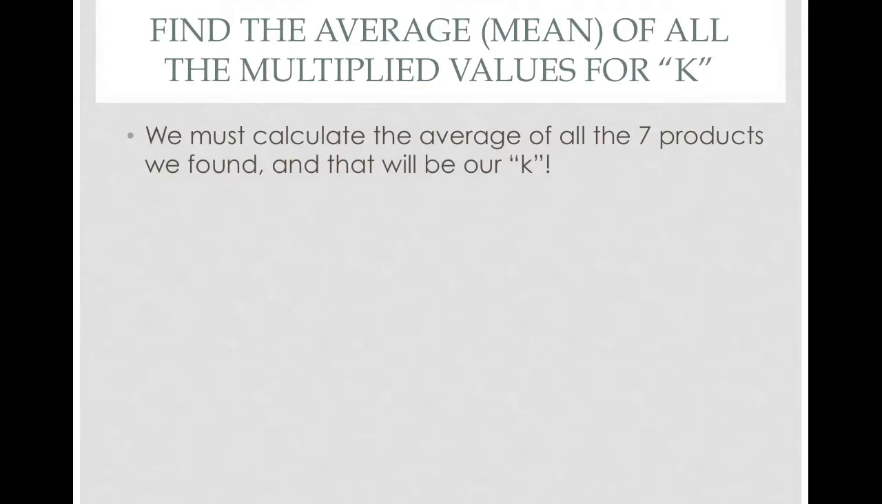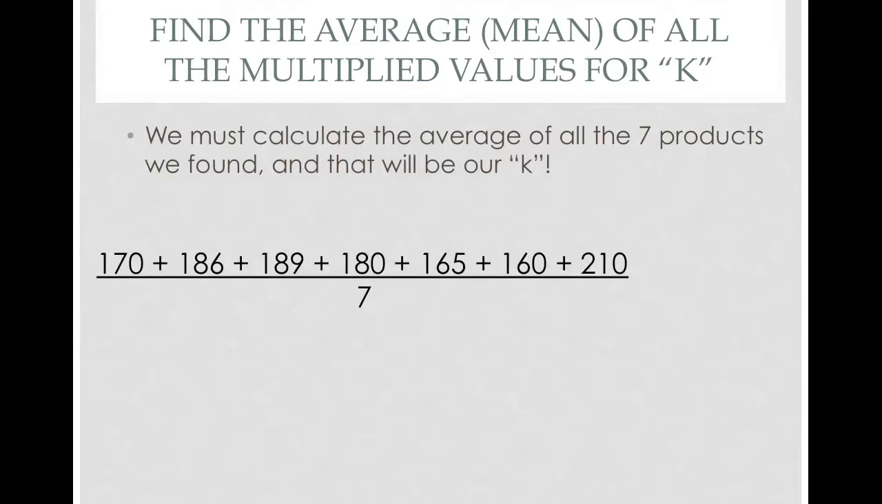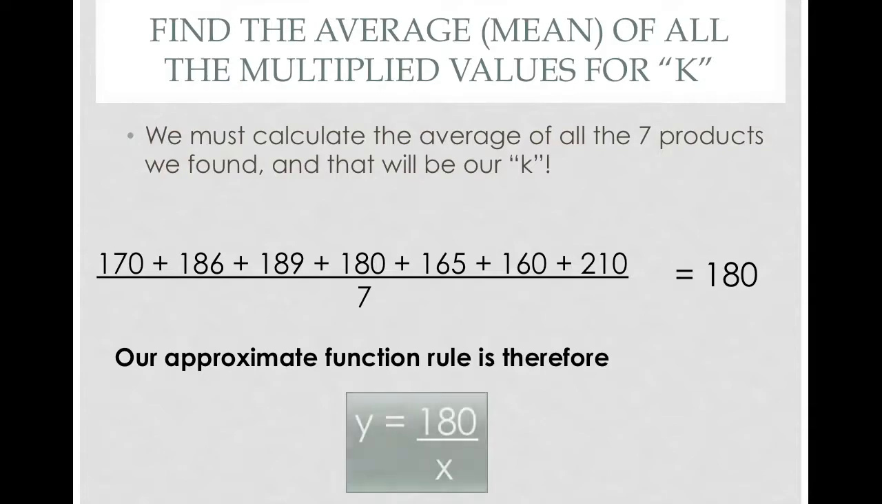So of all of those values that I multiplied x and y by, I'm going to average them. So there were 7 products that I found in my table. I'm going to add them all together and divide it by 7. And I get that the average of all of those products was 180. And that's what I'm going to use for my k. So I'm just approximating it. It's approximately y is equal to 180 over x.